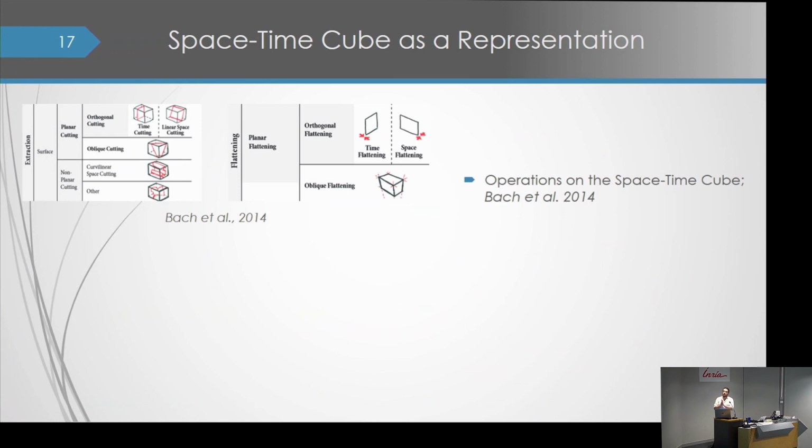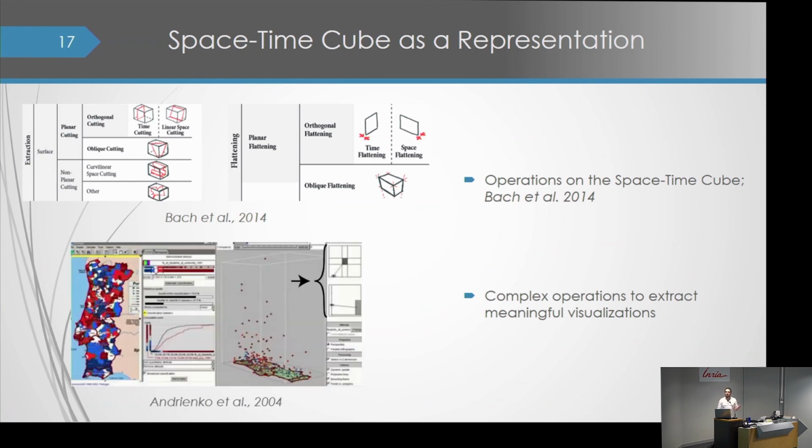First, going back a bit to the literature, the space-time cube has been used not as a visualization, but mostly as a representation of the data, as an abstraction of 2D temporal data. Bach proposed a taxonomy of operations, basically volumetric operations that we could do on space-time cubes in order to create a visualization from volumetric operations. For example, with complex operations, the goal is to be able to extract meaningful visualizations.